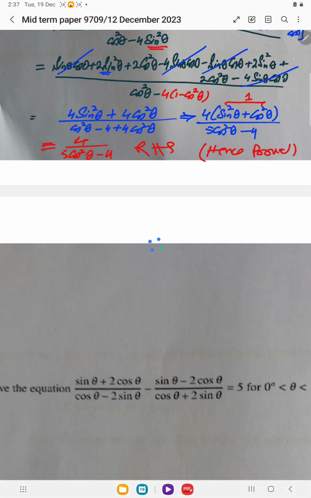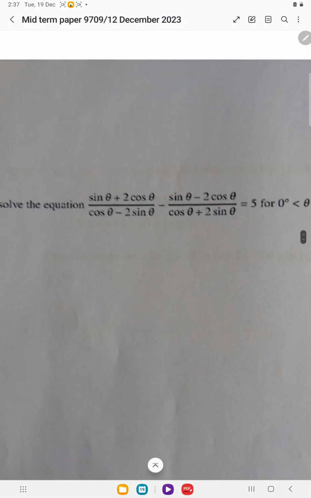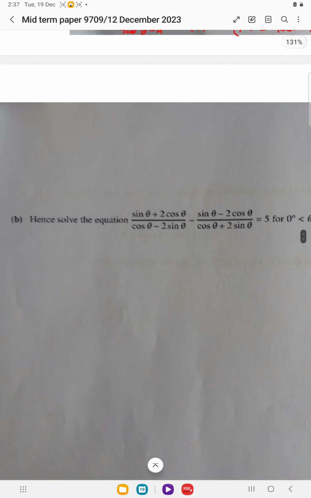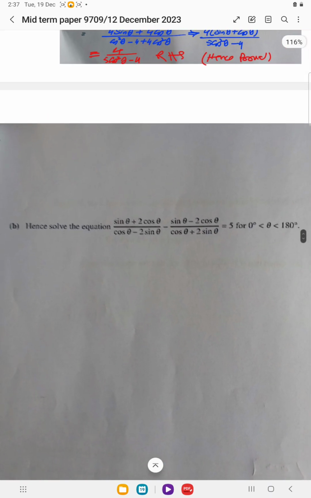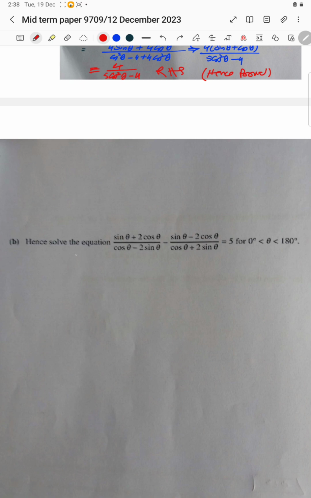Here I'm going to explain the remaining part of the paper. Midterm paper 9709, December 2023. The question is the B part of the same question. We have to solve the equation, this one equal to 5, for this domain.